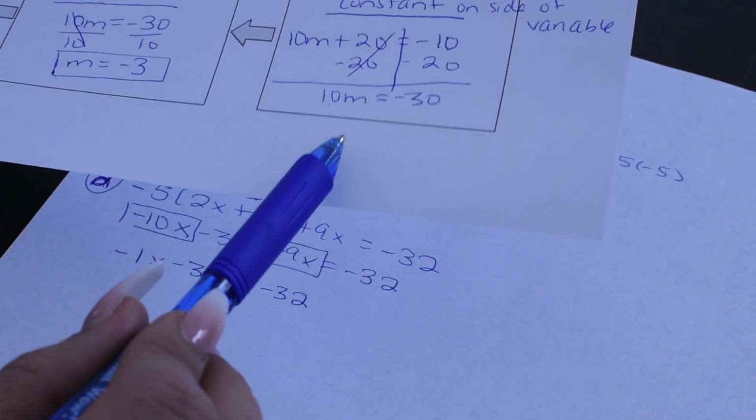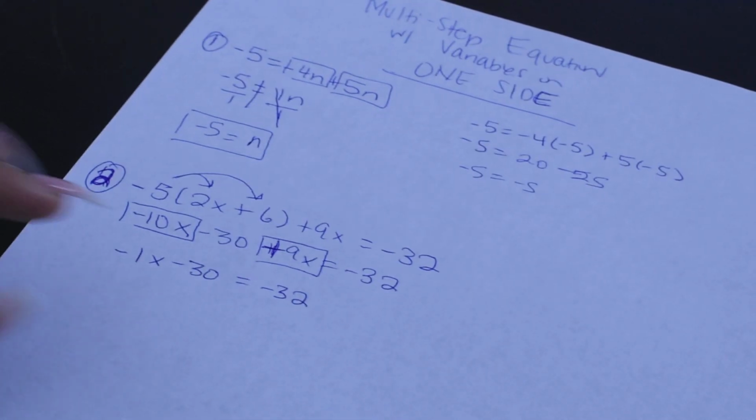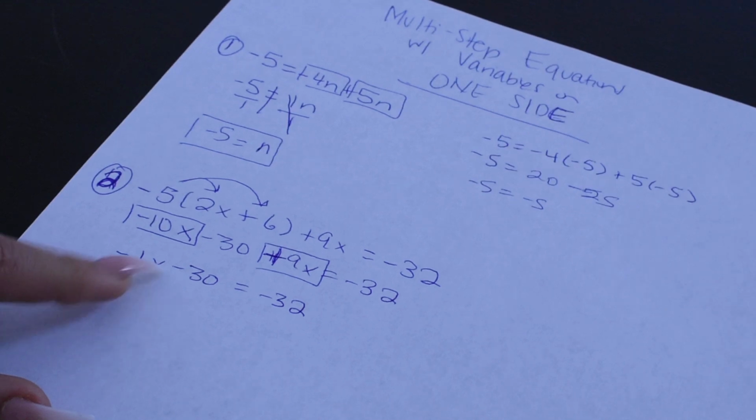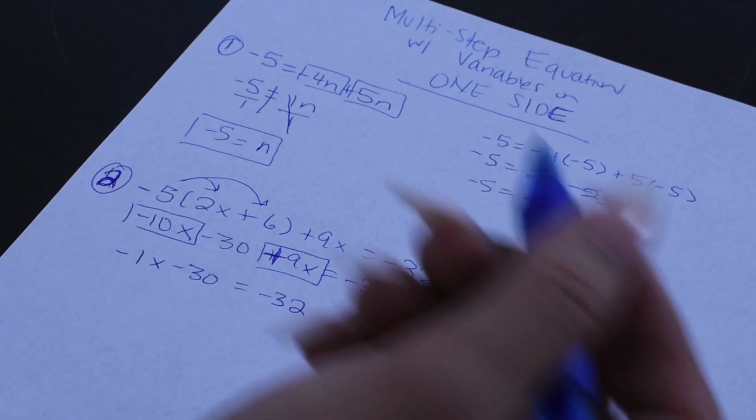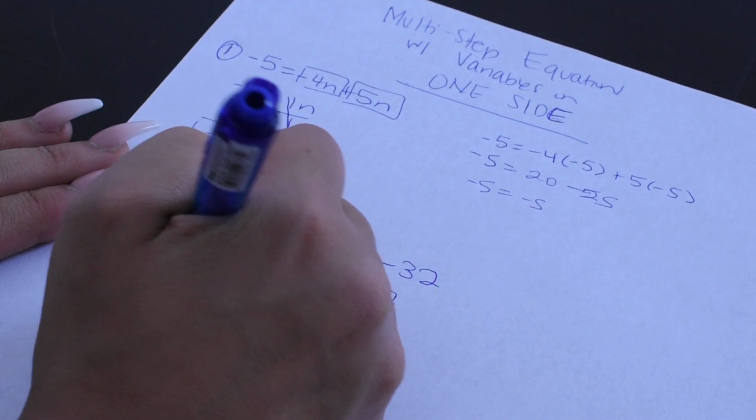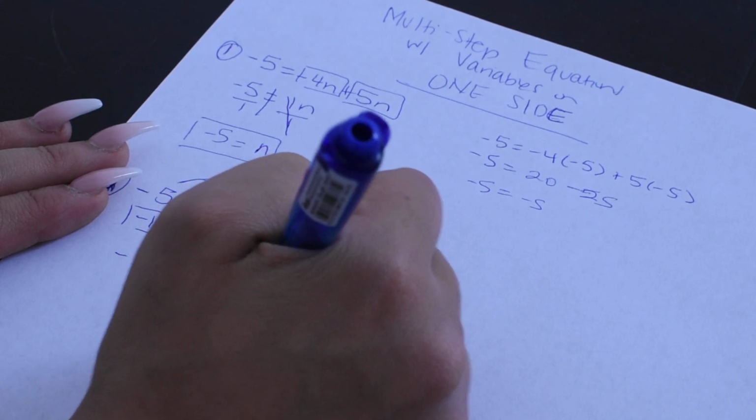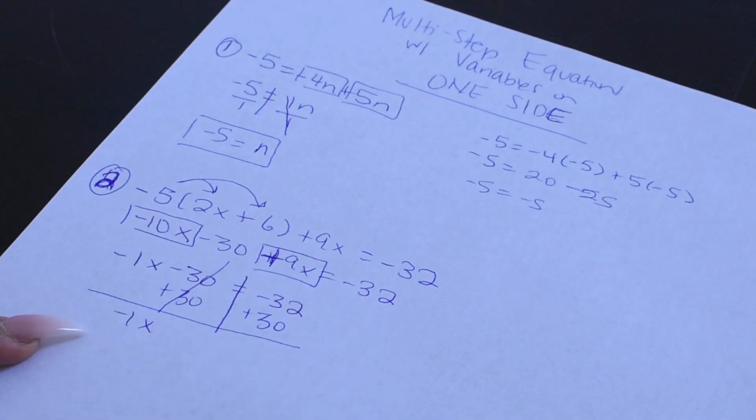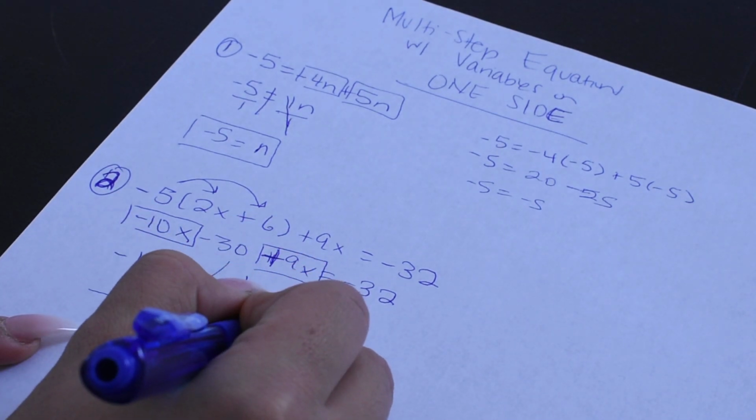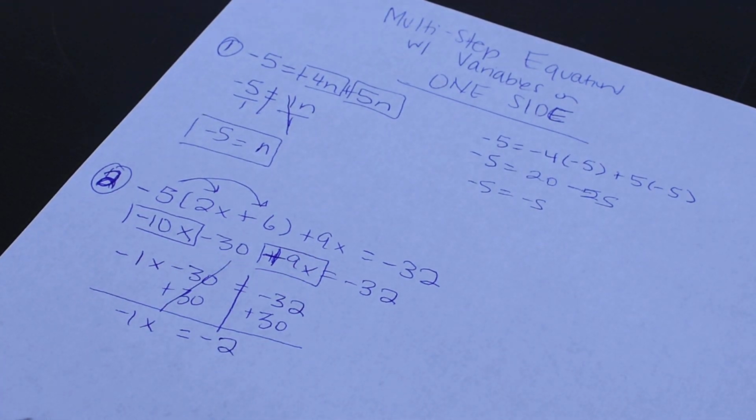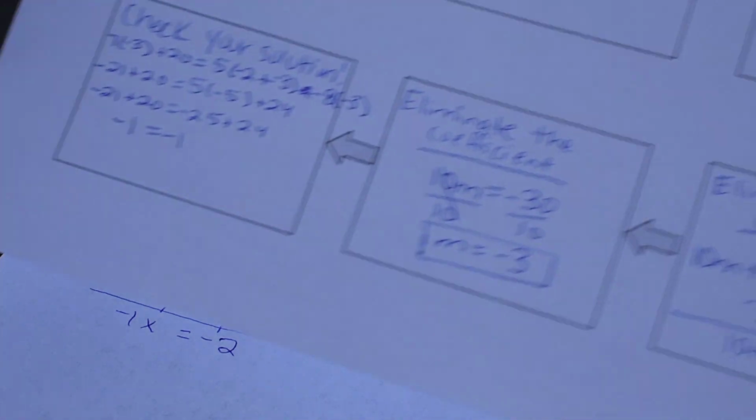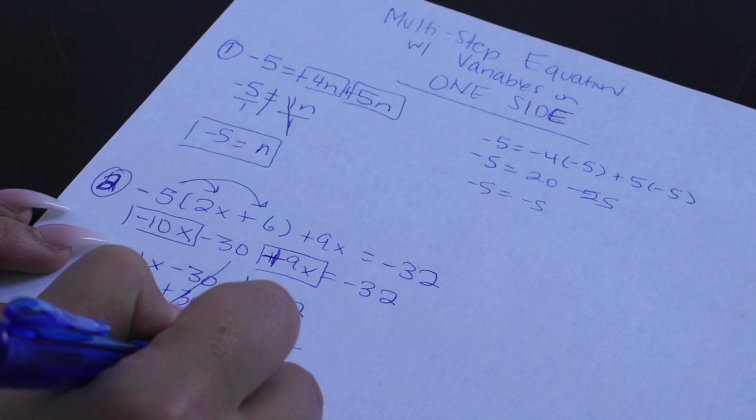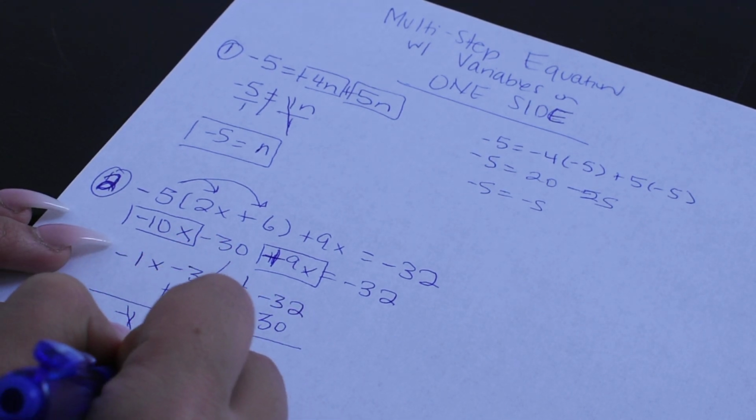Next step, eliminate the constant on the side of the variable. So this is the side of the variable, right? The left side, because the variable's on that side. We gotta eliminate the constant. We gotta get rid of this -30. It's a two-step equation. Y'all should be good at that by now. Add 30 on both sides. So -1x. RIP to my 30s equals -32 plus 30 is -2. Next step, eliminate the coefficient. So I have this -1, so I have to divide by -1 on both sides. X equals 2.